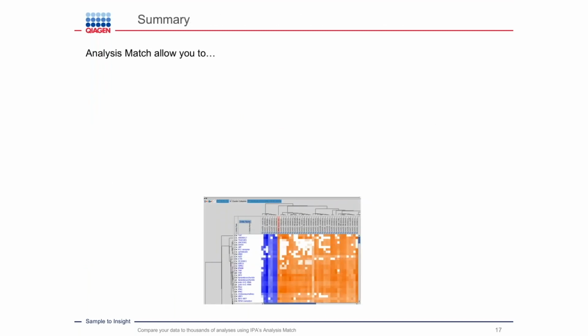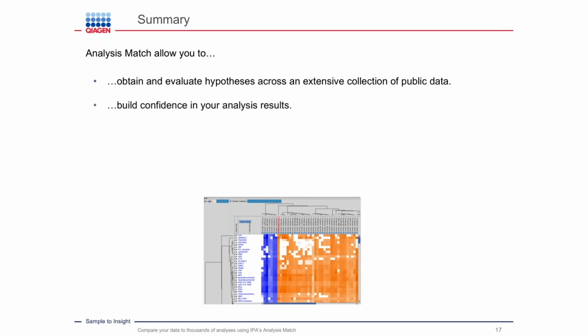So the Analysis Match tool allows you to compare your analysis to the analyses from thousands of publicly available data sets, as well as all of the data sets and analyses that you've performed. So you can obtain and critically examine hypotheses by just finding the analyses that have similar or opposite biological patterns to your own. It allows you to build confidence in your results by identifying matches that have shared biological signatures across a variety of different disease states and phenotypes, drug treatments, and more. Unexpected matches can give you greater insight into the biology shared among disparate diseases and tissues, etc.